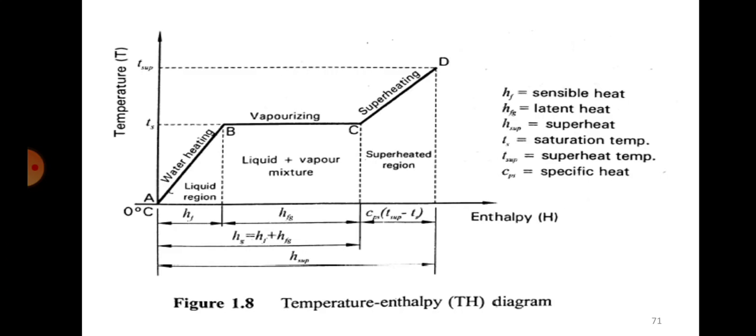So I'll repeat that definition again so you can understand it now. Sensible heat is the amount of heat required to raise the temperature of 1 kg of water from 0 degree Celsius to its saturation temperature at constant pressure, and it is denoted by hf.